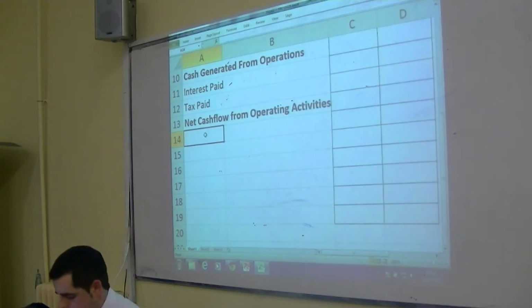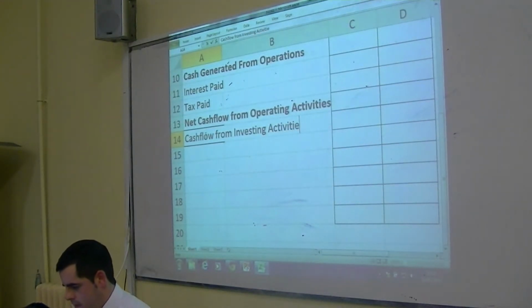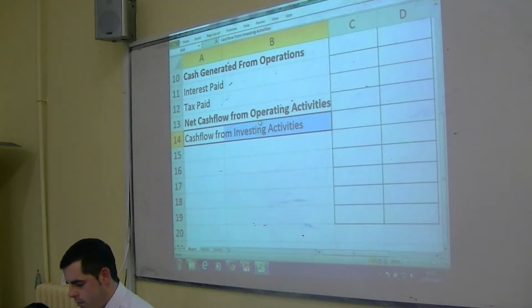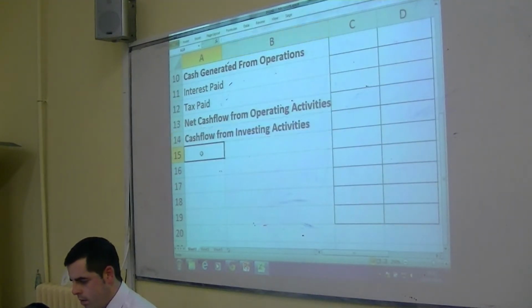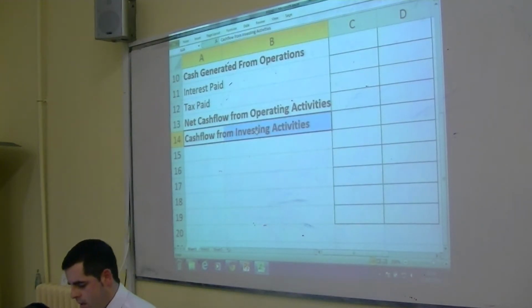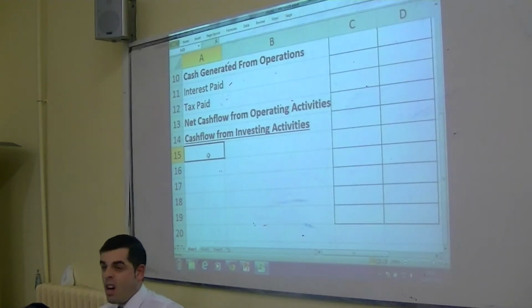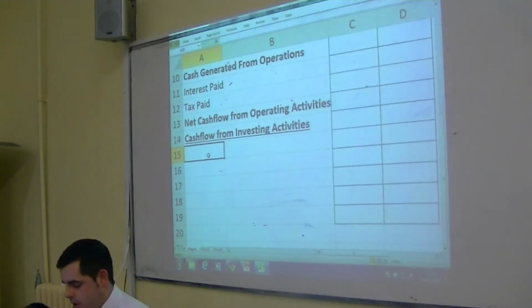So, next thing is our cash flow from investing activities. Now, what we're going to have inside there will be our assets really, right? So we're going to have some sort of addition. So you can say additions to property, plant, and equipment.